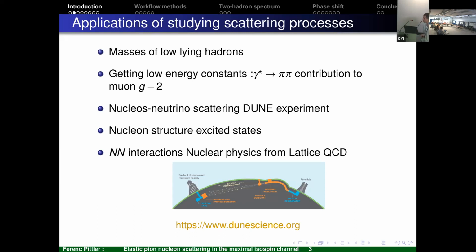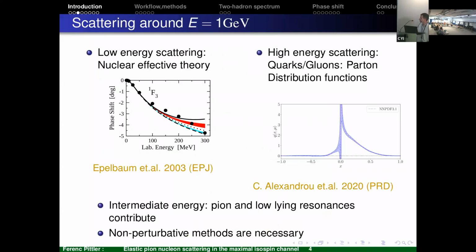And the nucleon neutrino scattering experiment at DUNE, they are also using scattering approaches in order to understand the result of the experiment theoretically. And also, if you want to study the nucleon structure and the excited states contributions there, scattering is unavoidable. And our main goal is to completely understand the nucleon interactions and, in the end, build nuclear physics out of lattice QCD.